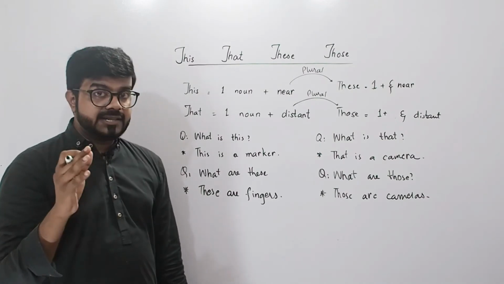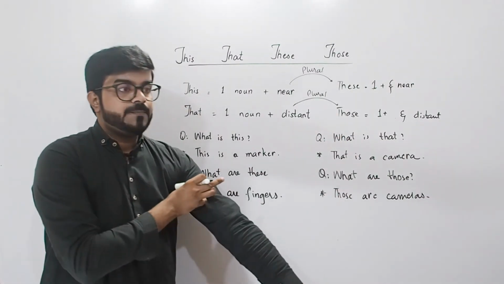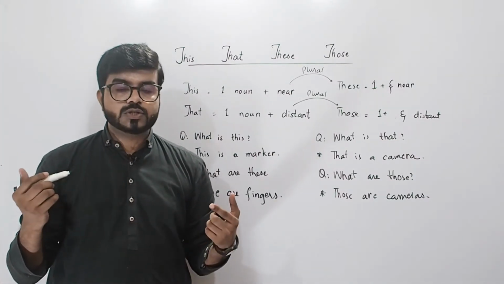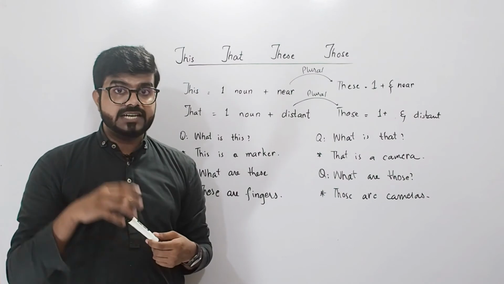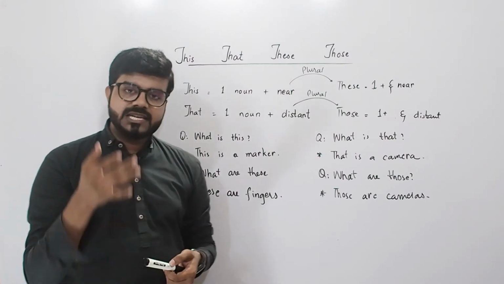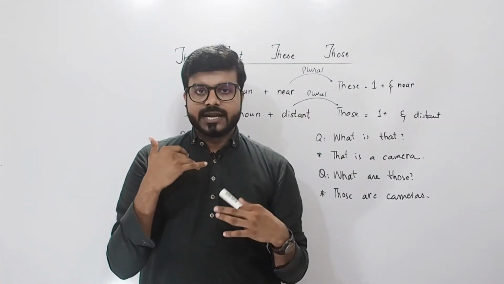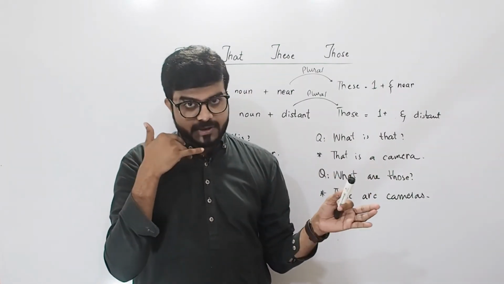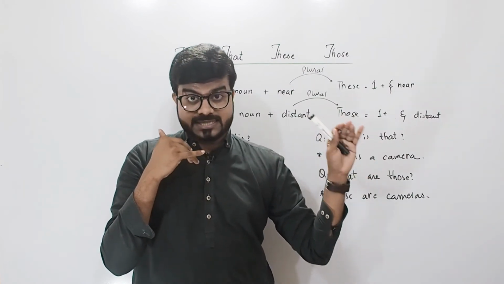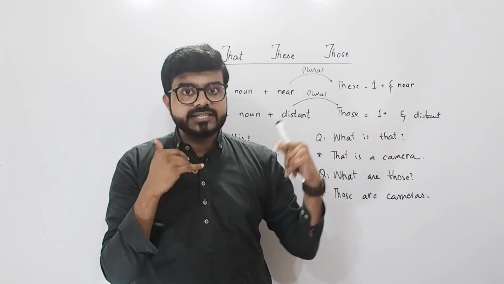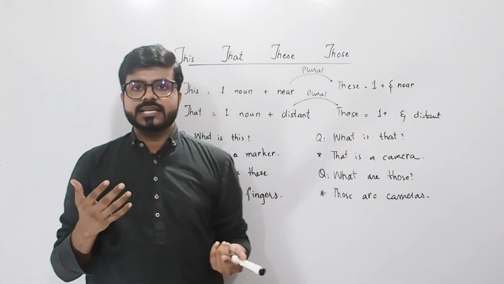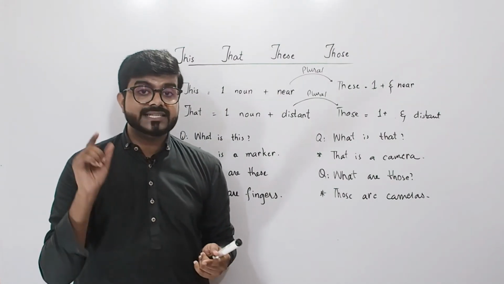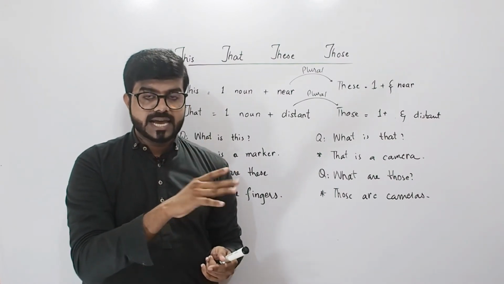Okay, as I said, there is something else about that and those. We also use these for something which is not visible, which you cannot see in front of your eyes, right? Just imagine I'm on a call, and I ask my brother to take a look, there's a table and a book is there on the table. That is my book. Now I cannot see the book on camera, but still I'll be using that because the book is one, distant and one, right?